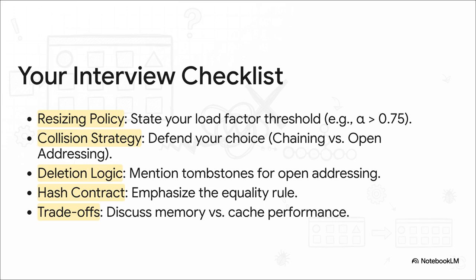Are you going with chaining because it's robust, or open addressing for better cache performance? Third, you have to mention deletions. This is a big one. Especially with open addressing, you need to talk about using tombstones to mark deleted spots so you don't accidentally break your search paths. And of course, bring up that unbreakable contract between equality and hashing, and be ready to talk about all the trade-offs: memory, cache, performance. Show them you've thought it through.